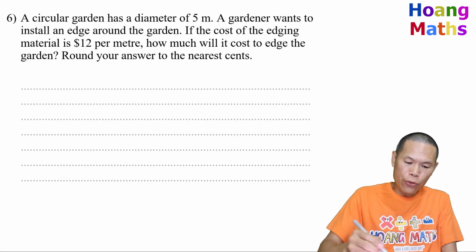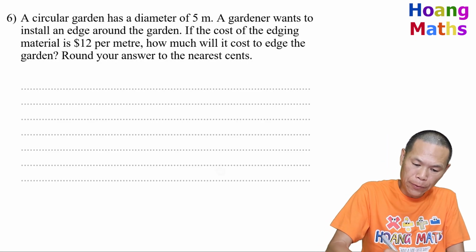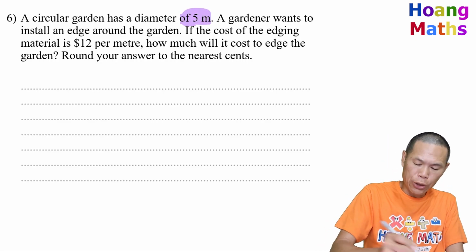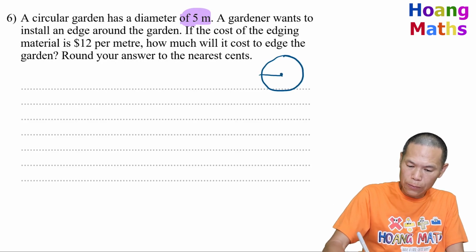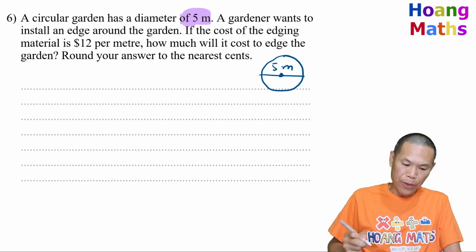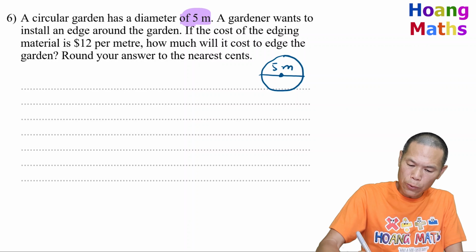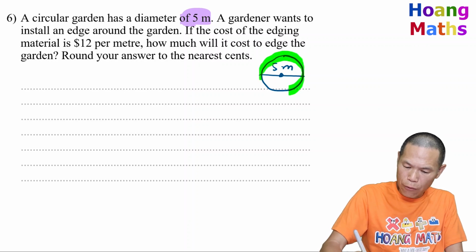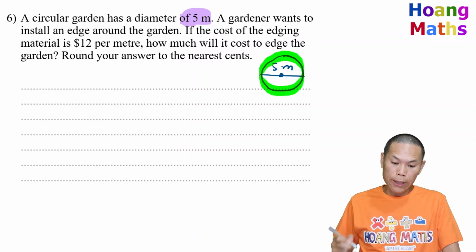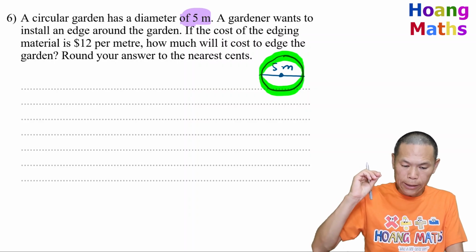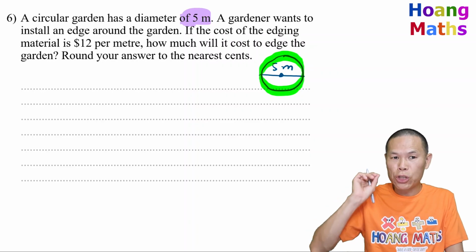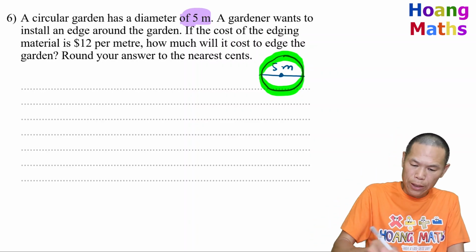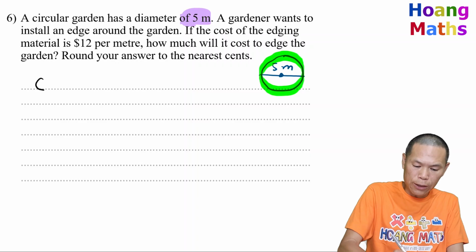First of all, we know that the diameter of the garden is 5 meters. Let me just draw it out, okay? So that is 5 meters, so that is the diameter. And we need to install the edge around this, so we need to find the cost of it. That is $12 per meter. Then we need to work out the perimeter first, and we just need to times 12 after that, okay? So we need to find the length of the edges first.